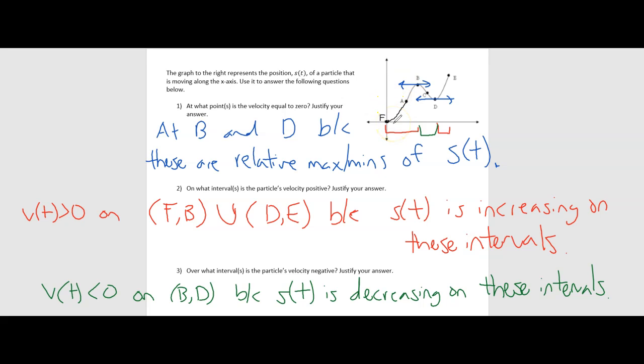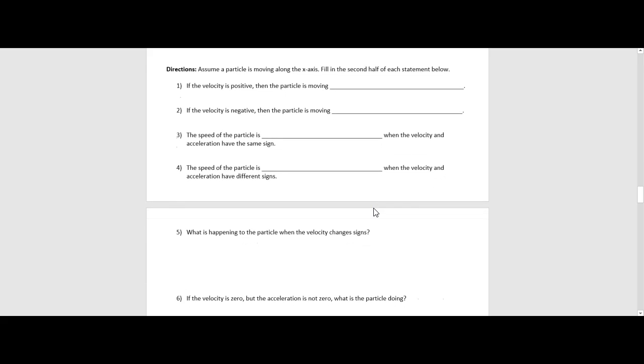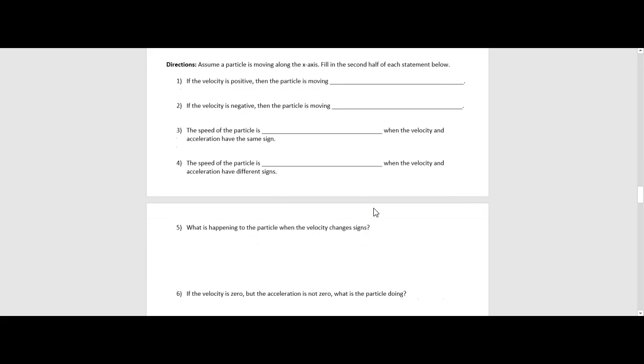Okay, let's take a look at question 4, if there is one. Let me clear this. There is not. So that was just those 3, fairly straightforward for that graph. Now we're going to look at a few more questions, a few more relationships, and then we're going to call it a video. So it says, assume a particle is moving along the x-axis, and then we're going to fill in the second half of each statement.